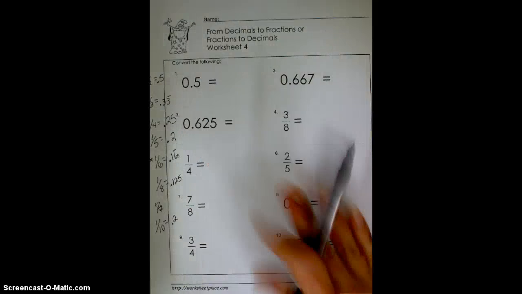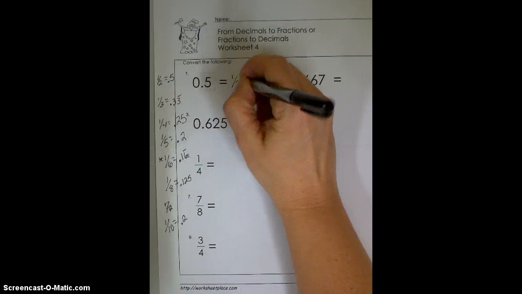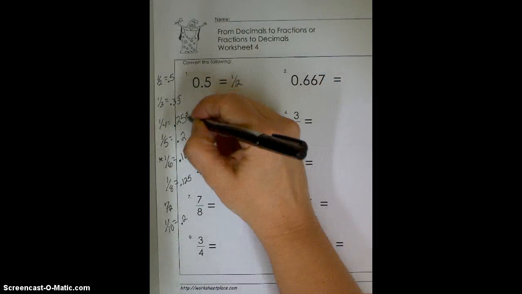I can look at my little thing in the margin and I can see 0.5 is the same as 1/2. That makes it pretty easy. Number 3 I told you was optional.